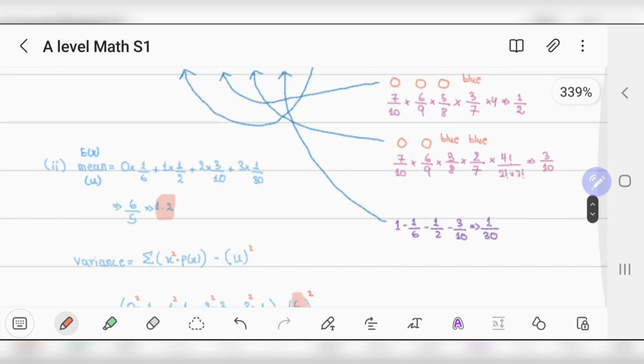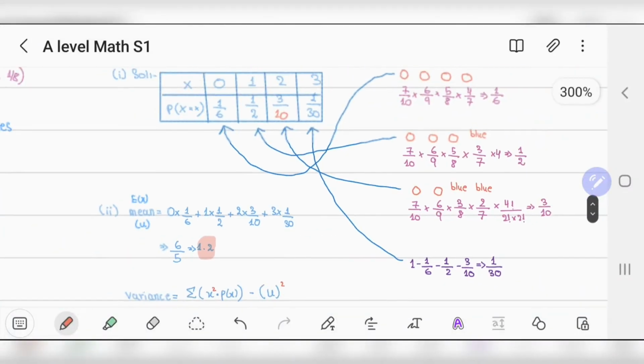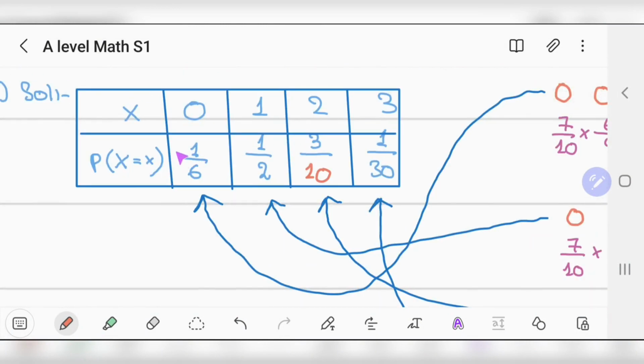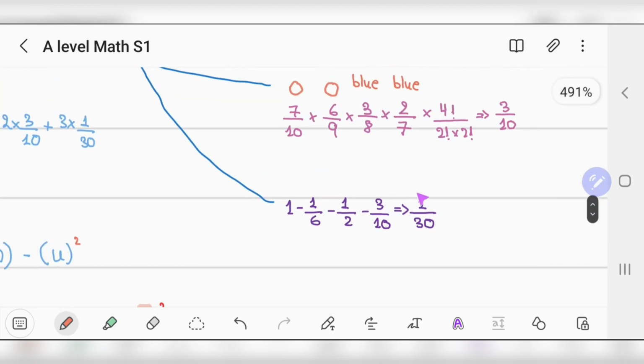What I have done here is, one thing we know, after finding all three of these probabilities, if we sum all of them, it would be equal to 1. So we can easily find this if we do not know what the probability is. For example, let's suppose this is x, so we're going to add all of them and then minus 1, right? 1 minus 1/6 minus 1/2 minus 3/10, and you will get 1/30. Okay, that's how you do it.